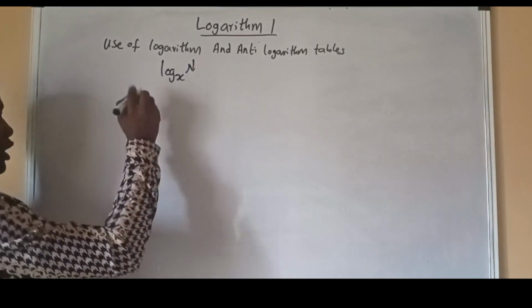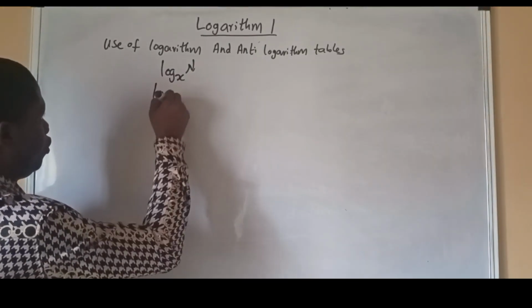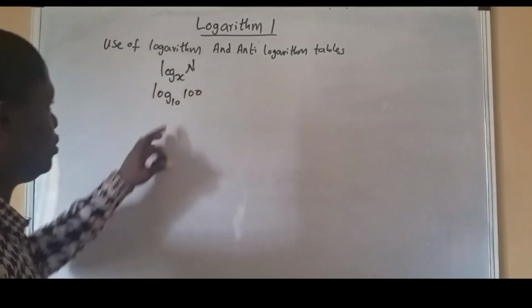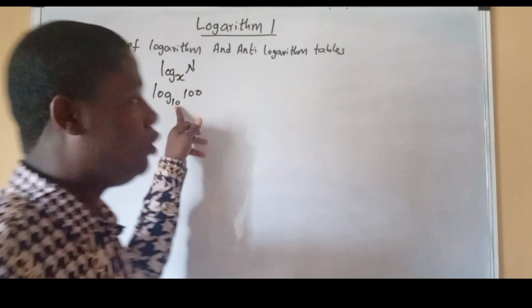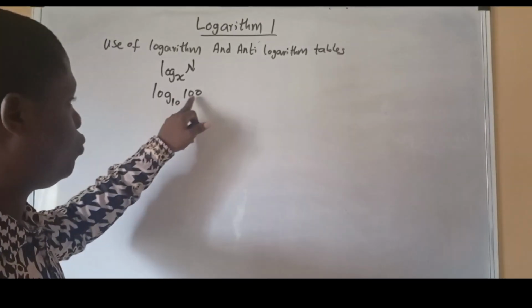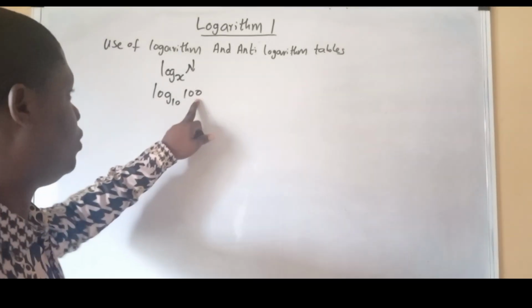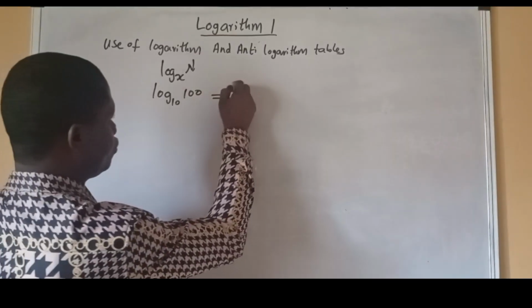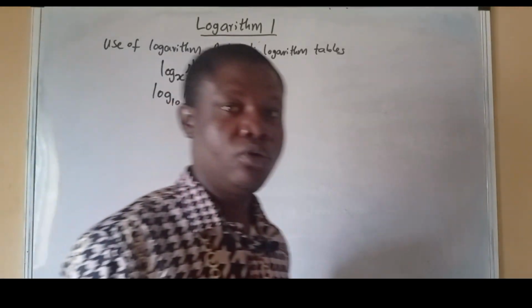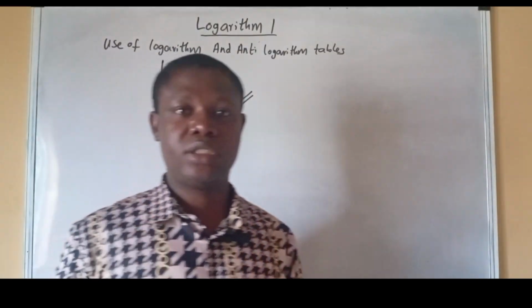Now let's look at it with an example. You're asked to find log 100 to base 10. What this means is, to which number will 10 be raised to give you 100? Of course, that is 2. 10 raised to the power of 2 will give you 100. So automatically our answer here becomes 2, right?